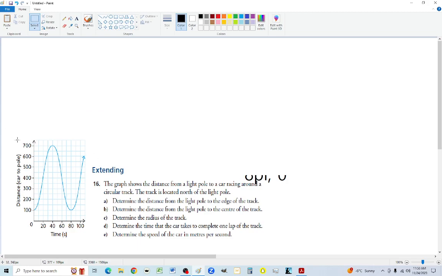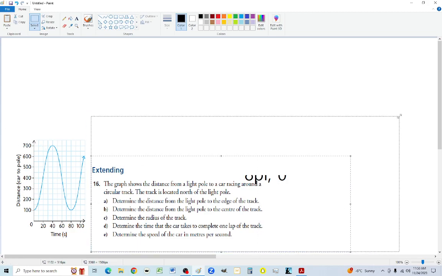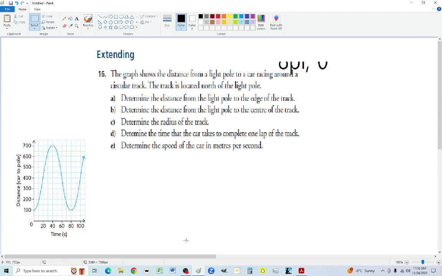Now, this last one, it helps to understand what's going on, because these are always hard. They say the graph shows the distance from a light pole, a pole with a light on it, to a car that's racing around a circular track. Okay, let's put the circular track. Here's the car around the circular track. Now I'm going to put a little square where the pole is.